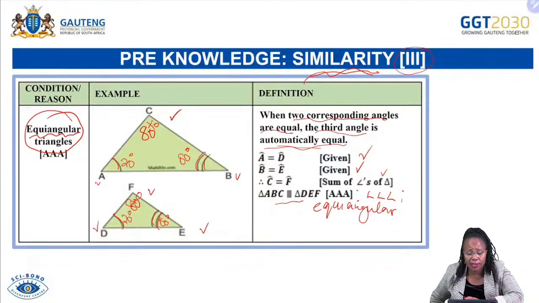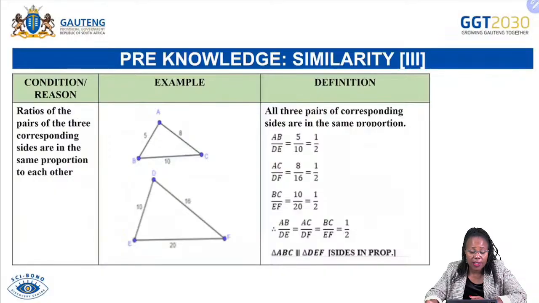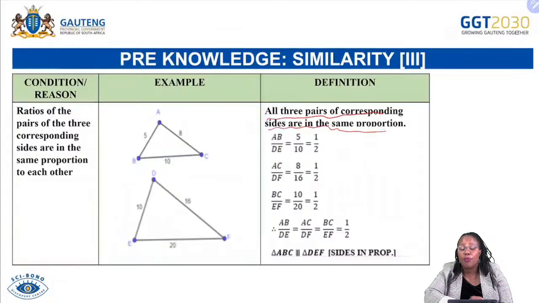Okay, equal angles. But you know that when you look at geometry in grade 12, the sides must be in proportion, not equal, but in proportion, in order to apply the similarity theorem of grade 12 in Euclidean geometry. So for similarity, we are guided by equal angles. And then another condition of similarity, which I've already talked about, is that the sides must be in proportion. All three pairs of corresponding sides must have the same proportion.